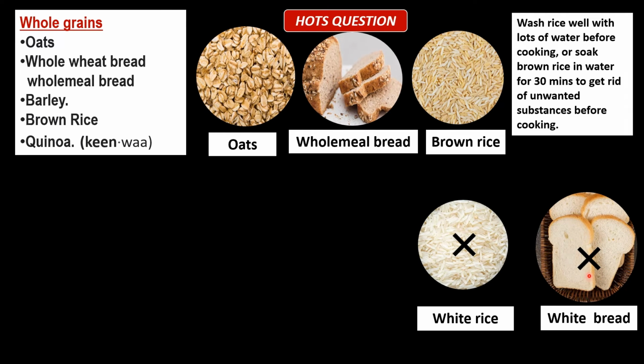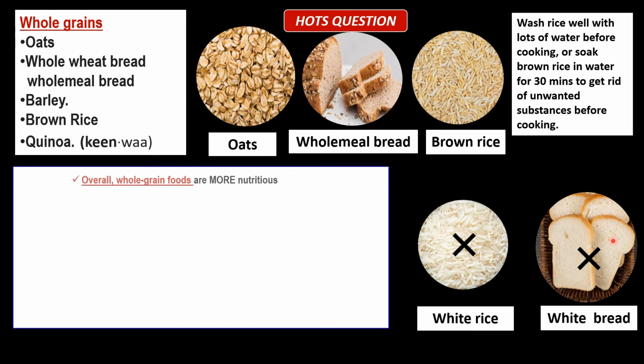Okay, so the refined grains are usually whiter in color due to the endosperm, and the whole grains are actually brownish in color, right? So what are the benefits of whole grains? Overall, whole grain foods are more nutritious compared to refined grains, right?